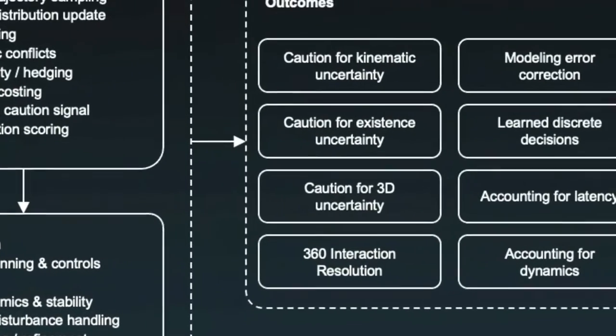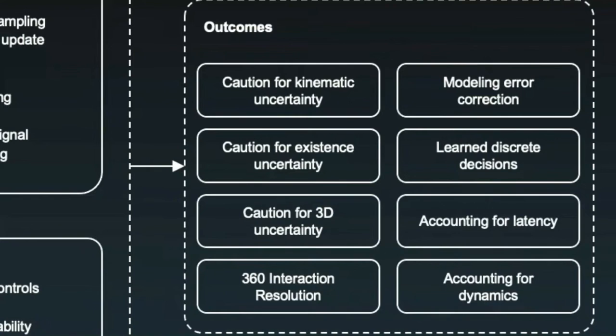If we do all of this correctly, which is a hard problem, with high frequency, we'll be able to generate the outcomes at the right, which is understanding uncertainty, kinematic uncertainty, existence uncertainty, 360-degree conflict resolution, understanding uncertainty from modeling errors, incorporating models of both the vehicle and the road into our decisions in order to drive safely and comfortably. So next I'm going to talk through a couple examples of how this plays out on the road.